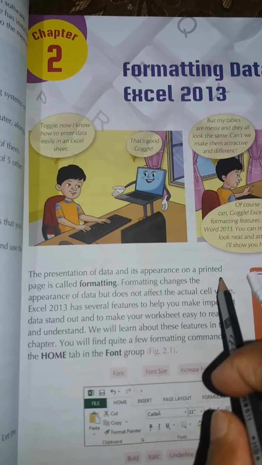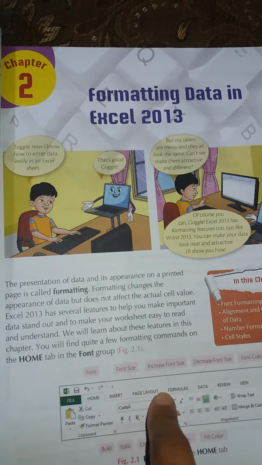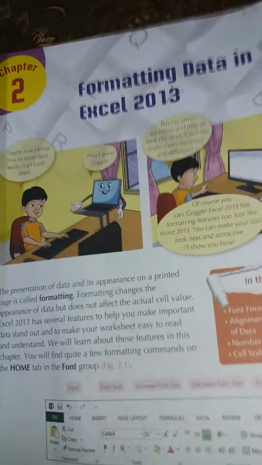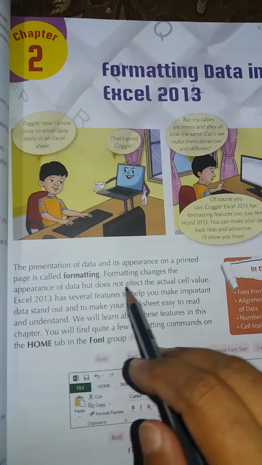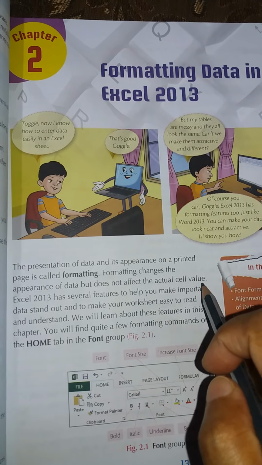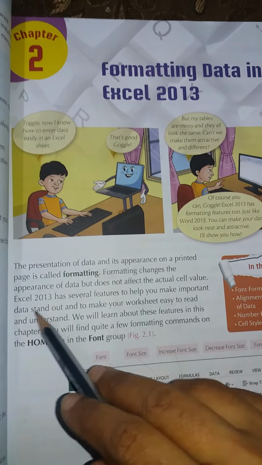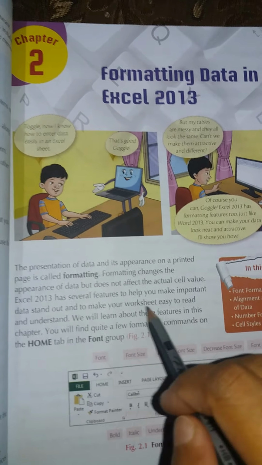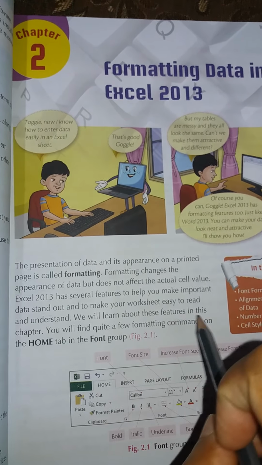The presentation of data and its appearance on a printed page is called formatting. As you can see, it's an appearance of data which is shown on this page. Understand? So this is formatting. Formatting changes the appearance of data but doesn't affect the actual cell value. Excel 2013 has several features to help you make important data stand out and to make your worksheet easy to read and understand. We will learn about these features in this chapter.